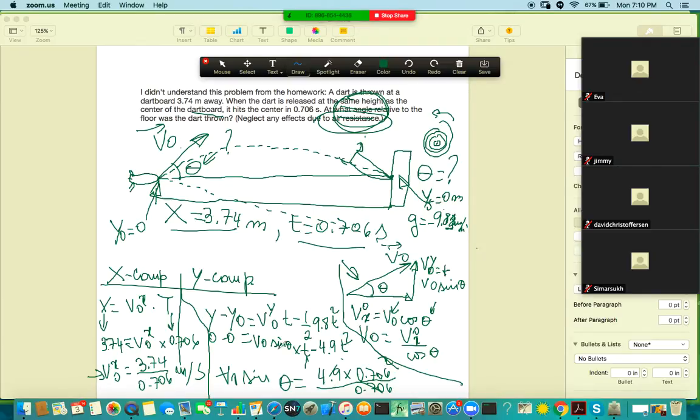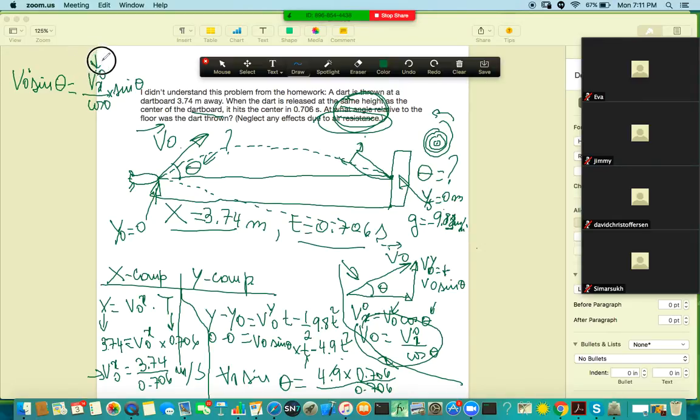So are you all there? So v naught sine theta is a number. But what is v naught? V naught is v naught x divided by cosine theta. So look what I got. Look at this. So v naught sine theta is equal v naught, which is v naught x divided by cosine theta times sine theta.